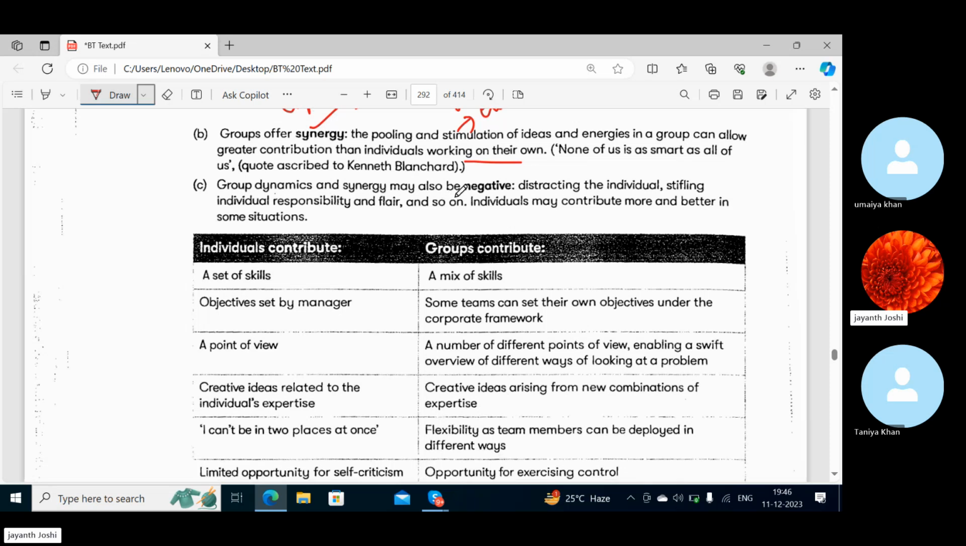Group dynamics and synergy may also be negative, distracting the individual, stifling individual responsibility and flair and so on. I told you already, many people want to dump their work, they don't come out, and the others who are very serious and honest about their work suffer. Individuals may contribute more and better in some situations.